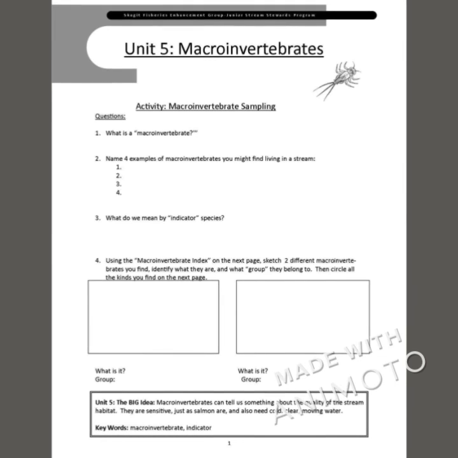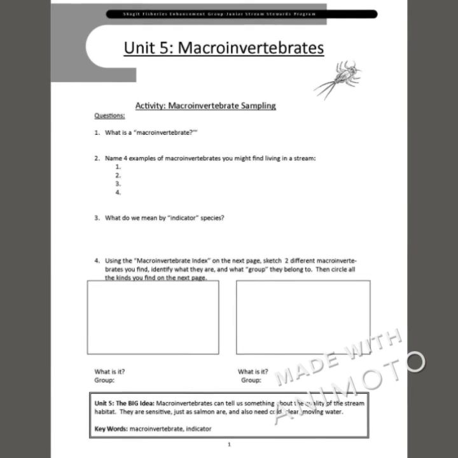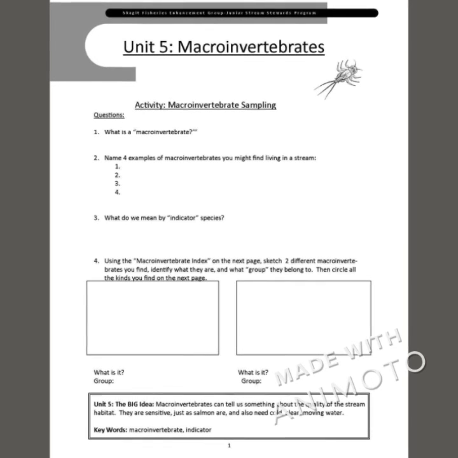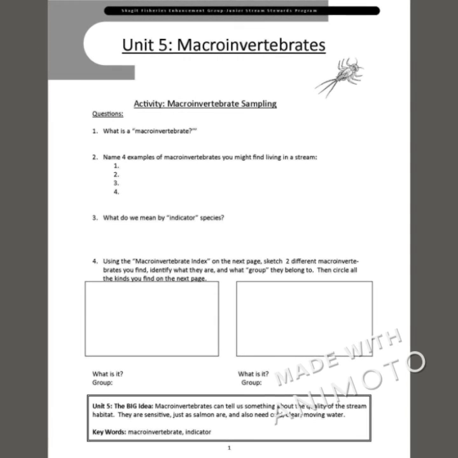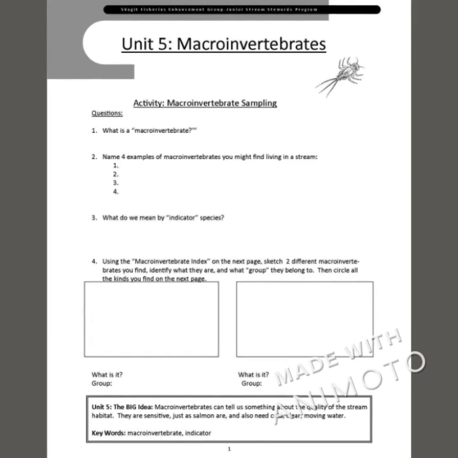Here is the first page of your worksheet. At this point, you should be able to answer question 1, what is a macroinvertebrate? And question 3, what do we mean by indicator species? So if you haven't already, go ahead and fill out the answer to those two questions. Next, we will see what macroinvertebrates Lucy can find in Friday Creek.